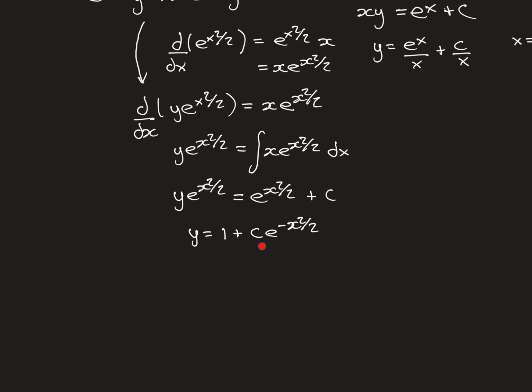Which of course is something in a very famous type of function. Things with this in, e to the negative x squared over 2, they are bell-shaped functions. So similar to the normal distribution. This isn't quite the standard normal distribution because it's got a constant here and potentially the wrong coefficient here, but it's something of bell-shaped form. So it looks something like this.